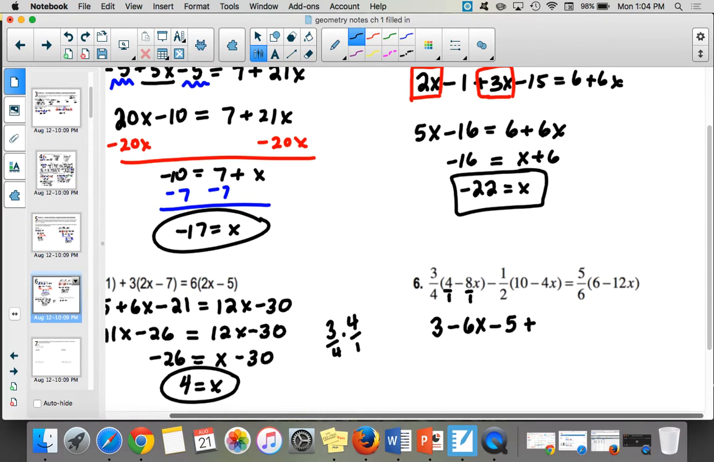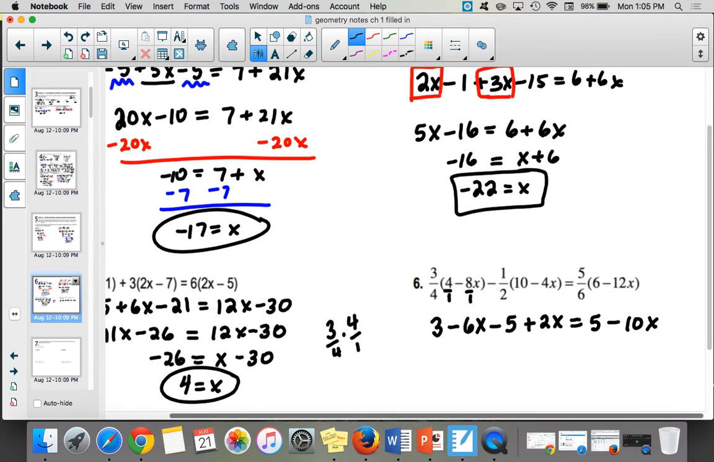4, what did you get here? Plus what? 2x, equals 5 minus 60 over 6, so 10x. So 3 minus 6x minus 5 plus 2x equals 5 minus 10x.